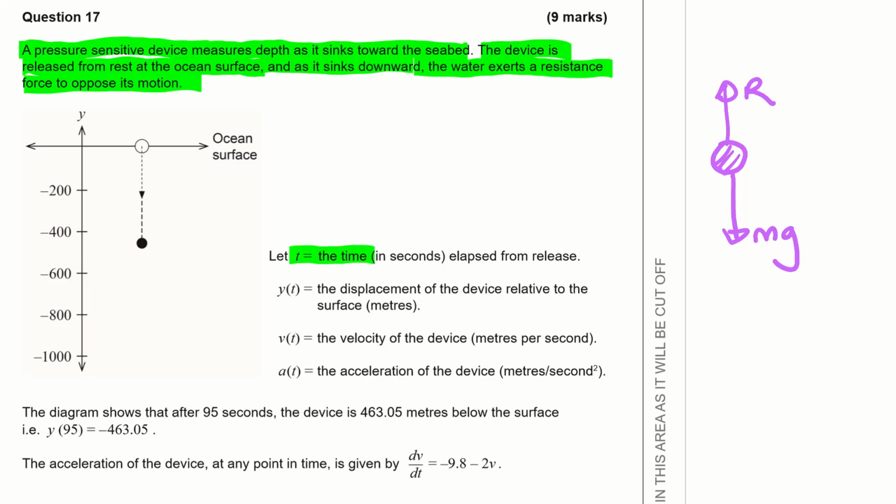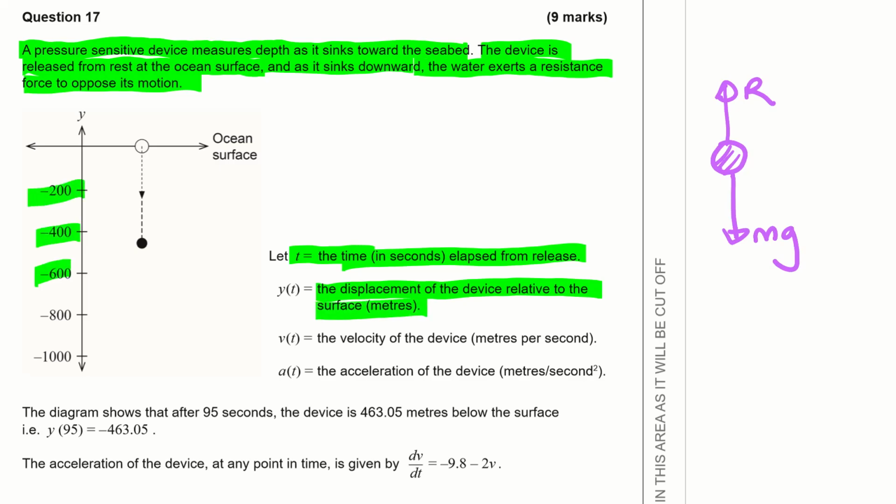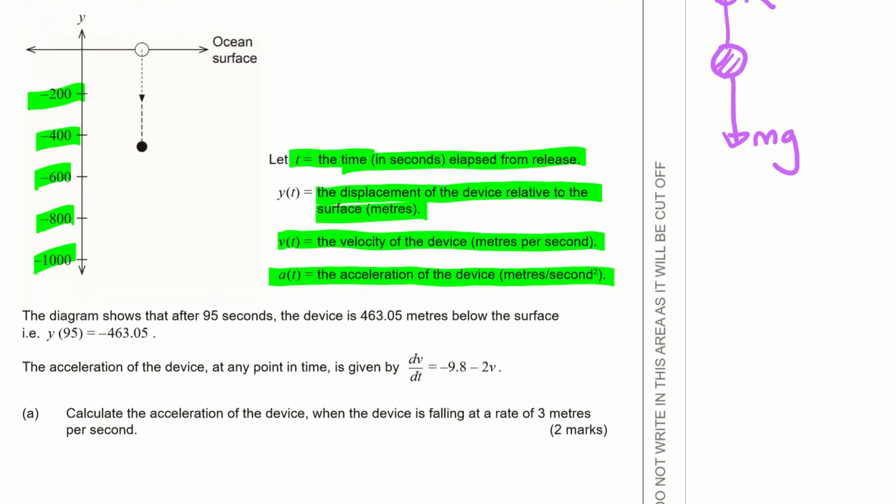So t is the time in seconds elapsed from release. y, we can see on the diagram, is the displacement of the device relative to the surface. Notice that downwards is measured as negative, as we might expect. v is the velocity of the device, and a is the acceleration. The diagram shows that after 95 seconds, the device is 463.05 meters below the surface, i.e. y of 95 is negative 463.05.